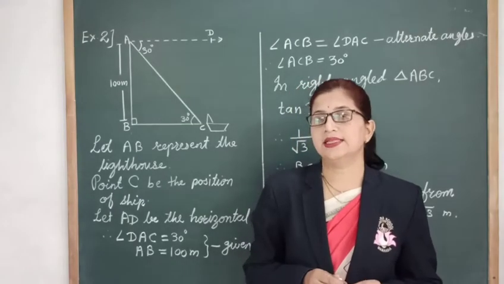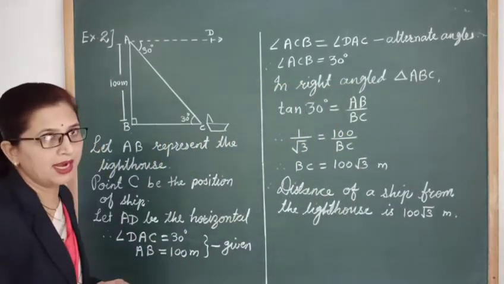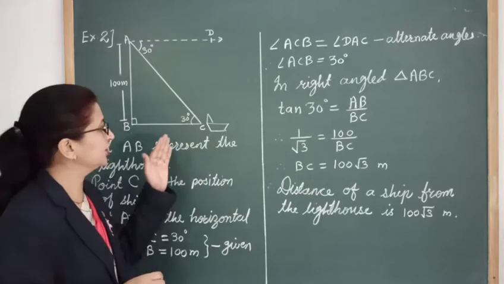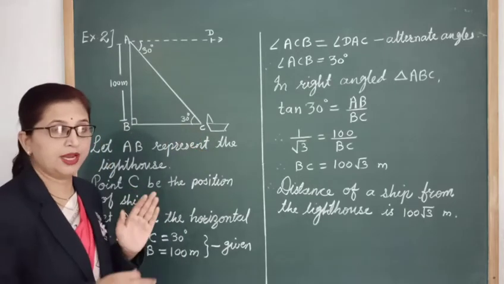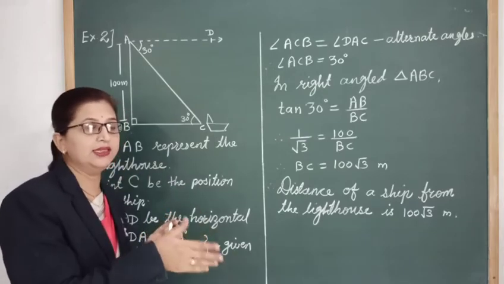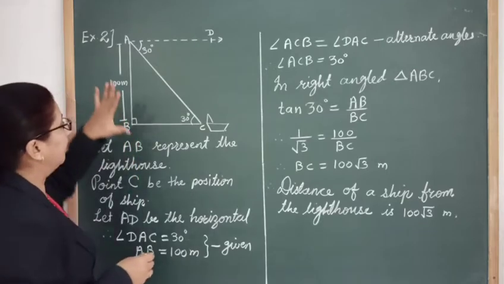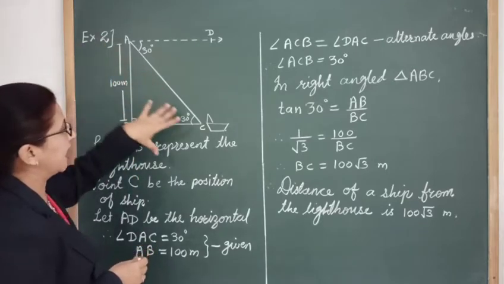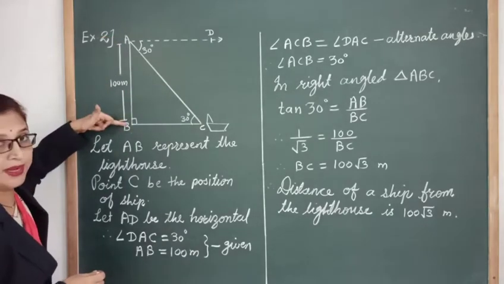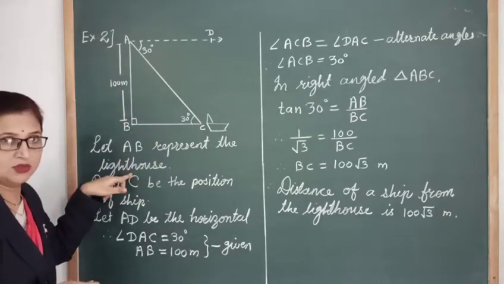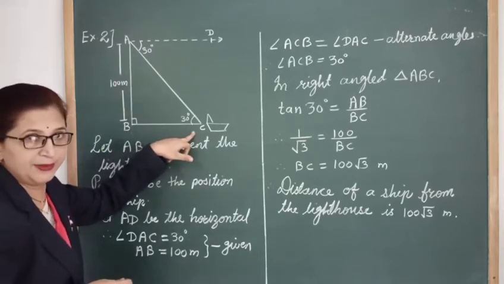So dear students, in this question, an observer is standing at the top of the lighthouse, okay, and looking at the ship downside. So there will be the angle of depression. Okay, when the person is looking downside, then there is angle of depression. Okay, and here we represent this lighthouse and ship in the form of a figure. Okay, so here we can say this segment AB represents the lighthouse. Okay, then C is the position of the ship.